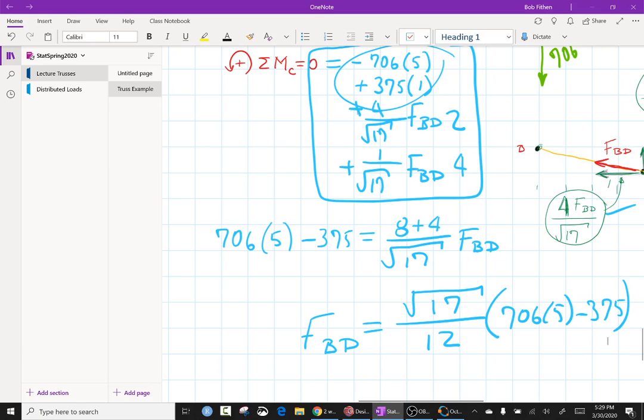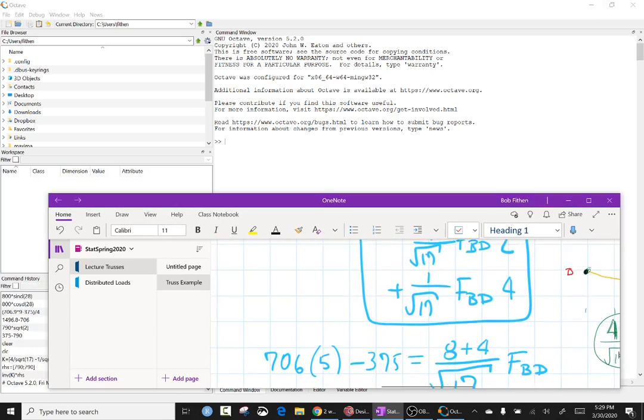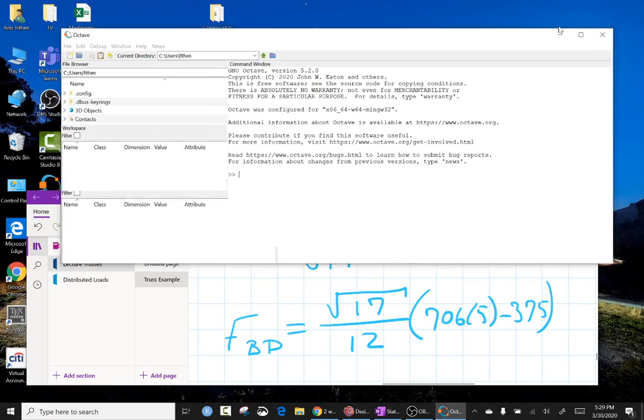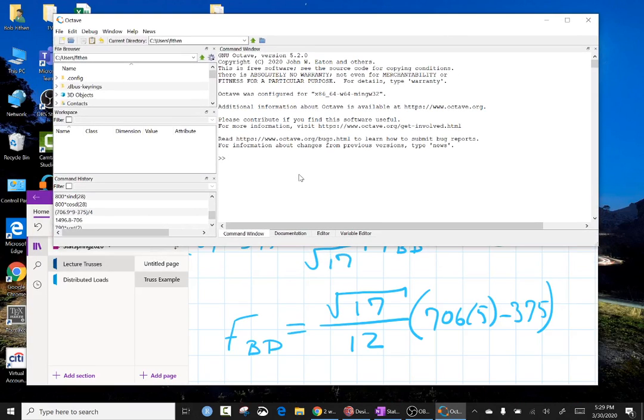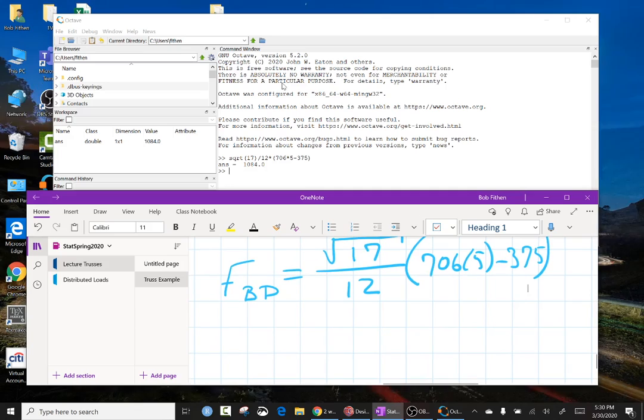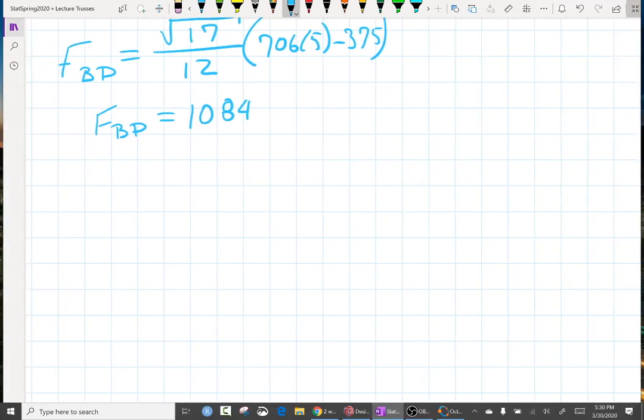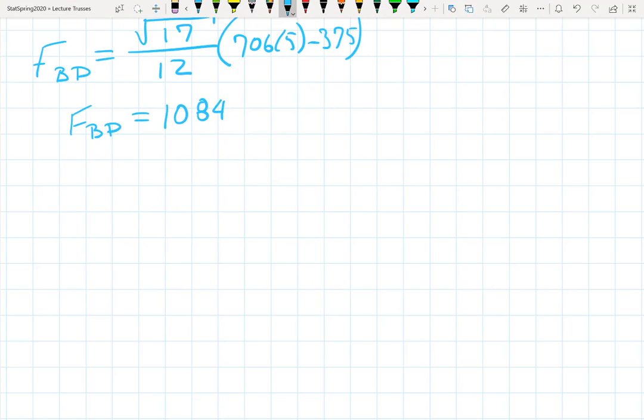Okay, so I'm going to bounce back and forth. Maybe I'll even do it this way. Don't know if this will work, but here. So what about 12 times 706 times 5 minus 375? It ends up with 1084. There may be some change in there, but what I want to see now is if this matches what I had from before.